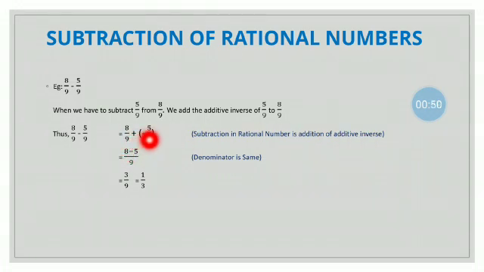So now let's subtract. As the denominators are the same, we can easily subtract the numerators. So 8 minus 5 upon 9, which equals 3 upon 9. Is it in the standard form? No. As 3 and 9 are both in the table of 3, we can easily reduce it. So 3 ones are 3, 3 threes are 9. So the answer comes to be 1 upon 3.